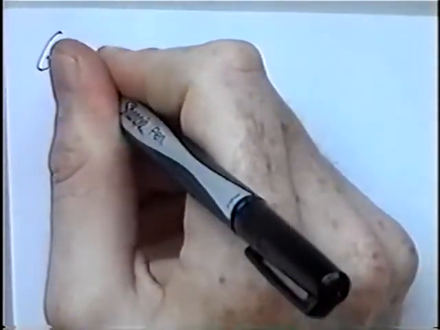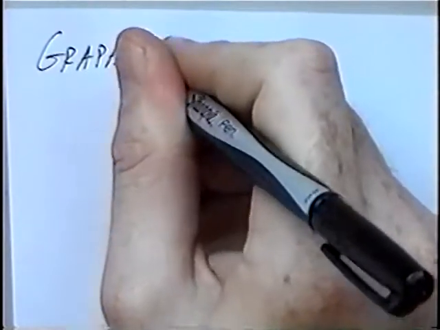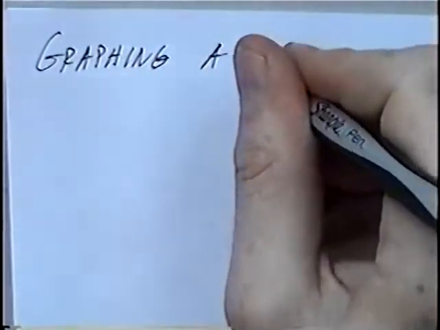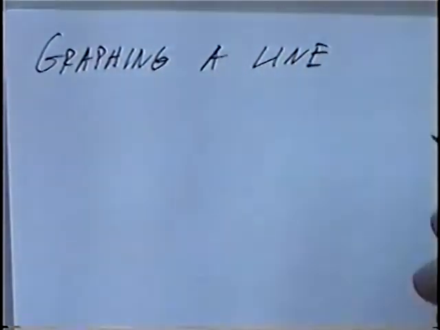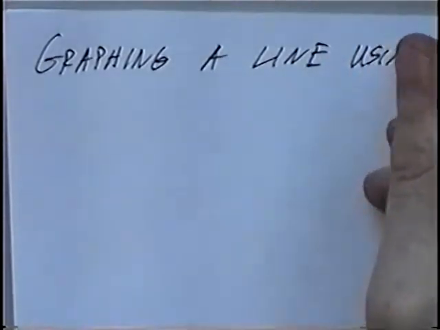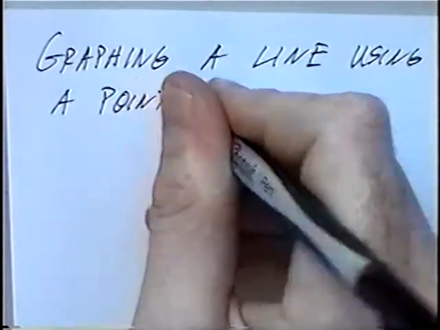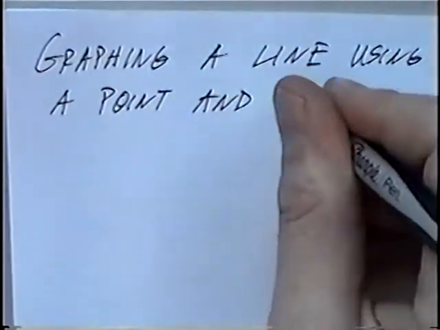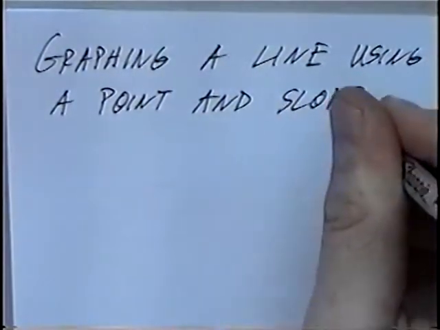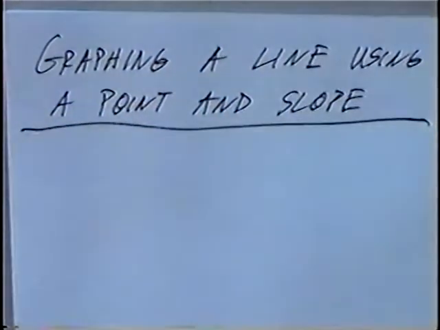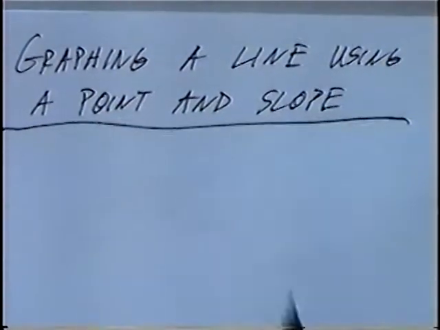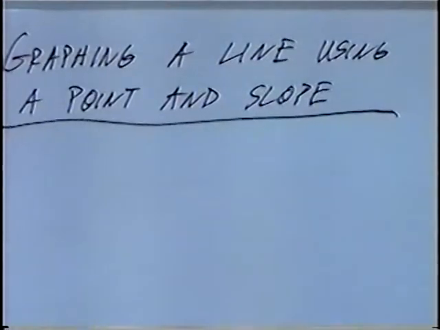Title of the next section is Graphing a Line Using a Point and a Slope. In this section, we'll graph a line using a point and a slope.